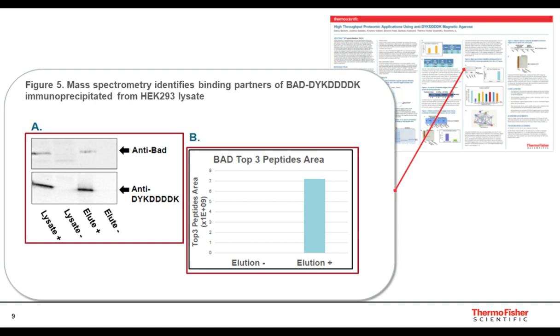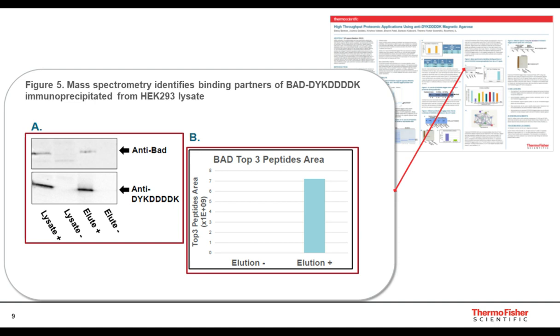Panel A shows a Western blot of both lysate and eluted protein that were probed with anti-BAD antibody on the top panel and anti-flag antibody on the bottom. BAD is clearly seen in both lysate and eluate of transfected cells, but not in the control. The eluates were next analyzed by mass spectrometry.